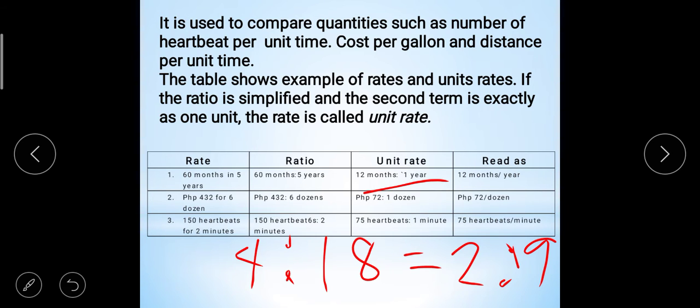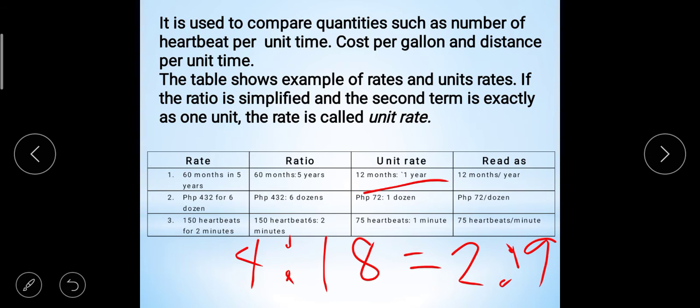Okay? So, both ang ginagamit nating process is simplifying the ratio. Kaya lang, meron lang siyang, kumbaga, different na tawag kapag ang simplified form na nakuha mo ay merong equivalent to 1 unit. Okay, unit rate siya. Pero pag hindi naman, it's fine. Simplify mo na lang siya.